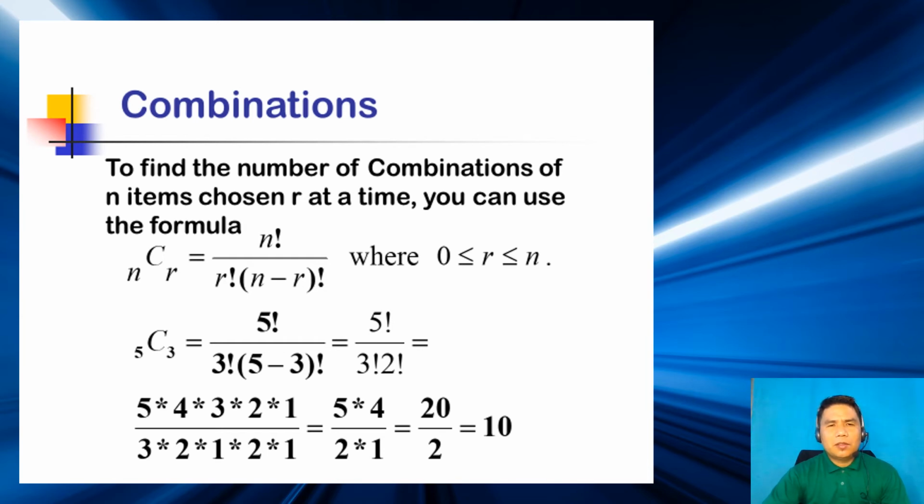What is 5 factorial? That's equal to 5 times 4 times 3 times 2 times 1, and 3 factorial is equal to 3 times 2 times 1, and 2 factorial is equal to 2 times 1. What remains here is 5 times 4 over 2 times 1, since the 3, 2, 1 is cancelled out. And 5 times 4 is equal to 20, 2 times 1 is equal to 2, and 20 over 2 is equal to 10. Therefore, your answer here is 10. So there are 10 combinations.